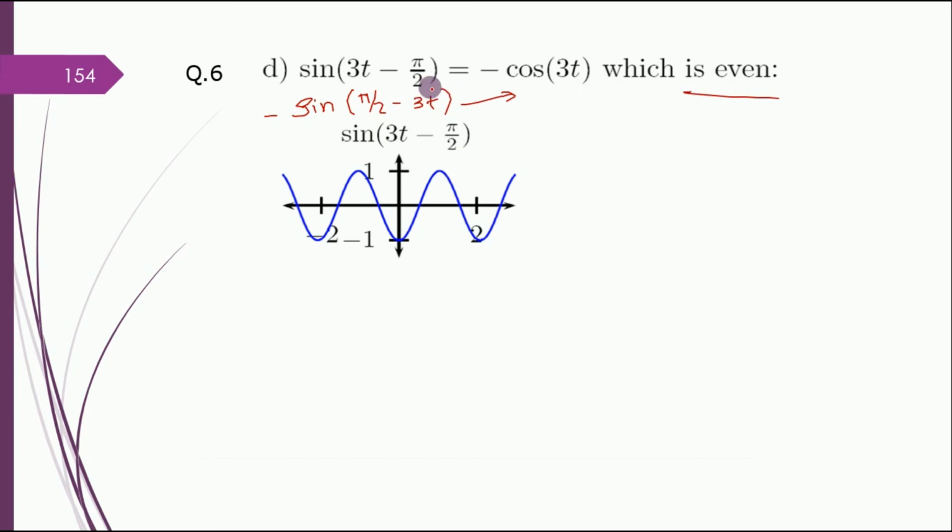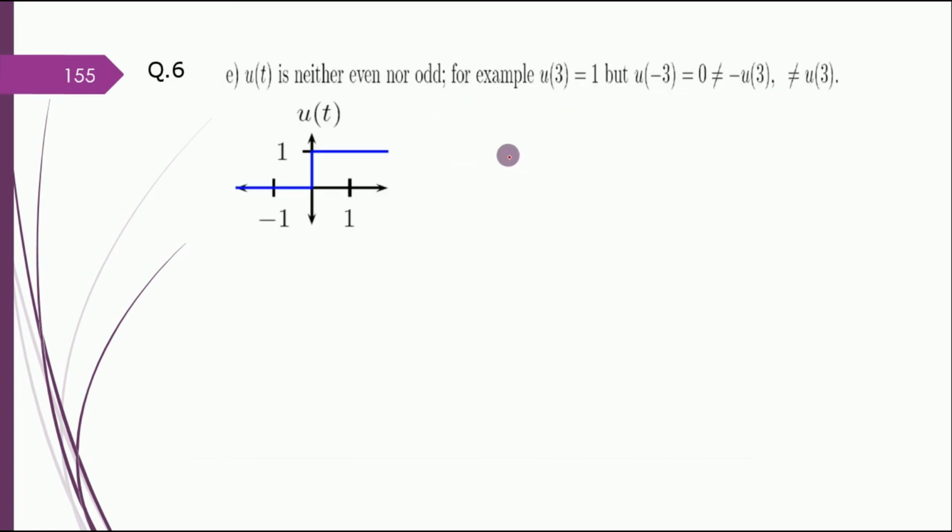Please don't come to the conclusion by looking at the sine signal directly and write it as odd. Okay, sine is odd, but here it is pi by 2 minus 3t. So it results in cos. So cos is an even signal. It's an even signal.